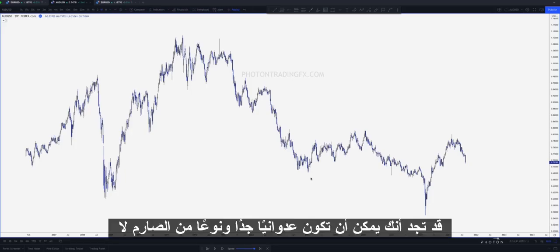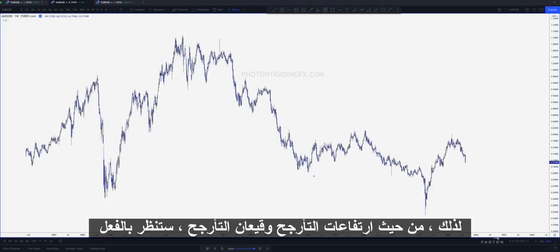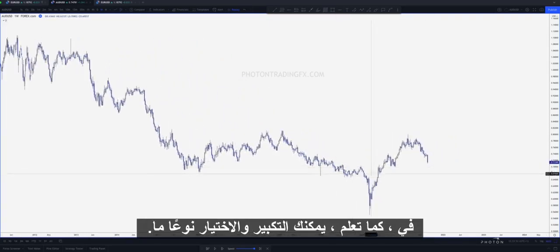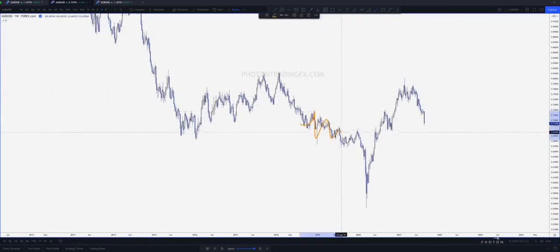Some pairs you may find you can be quite aggressive and more tight in how you mark out your structure. So in terms of swing highs and swing lows, you'd really zoom in. For instance, on this weekly chart, you would call all of these swing pullbacks in a weekly chart, and that would be fine.